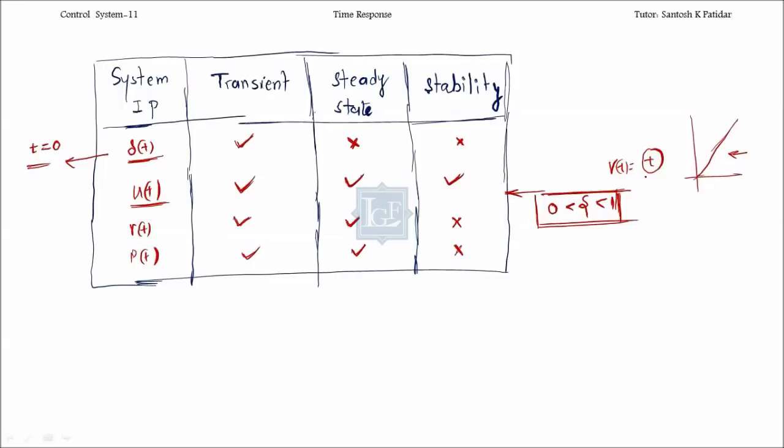In the next class we'll finish this. We'll discuss the time domain specifications, and then we'll finish the theory part related to this. Then we'll switch to the problems. I will cover so many GATE problems, so it will be crystal clear to you. Then I'll come to the steady state error. Steady state error is another important parameter of this unit. Then we'll finish this entire unit.